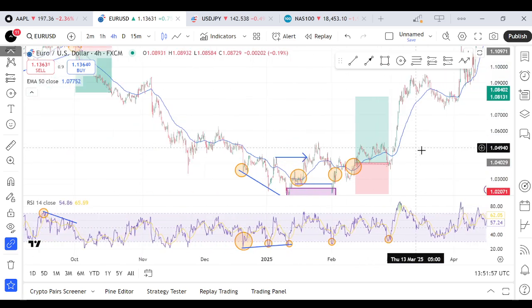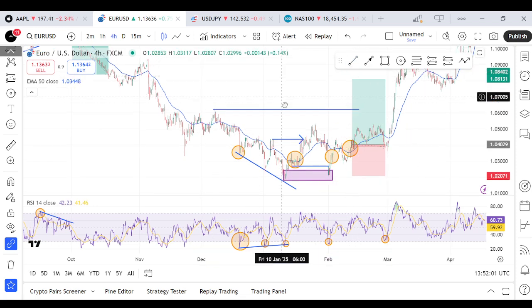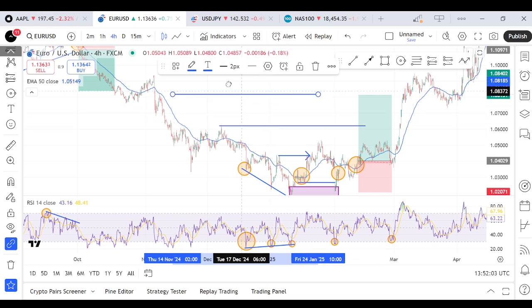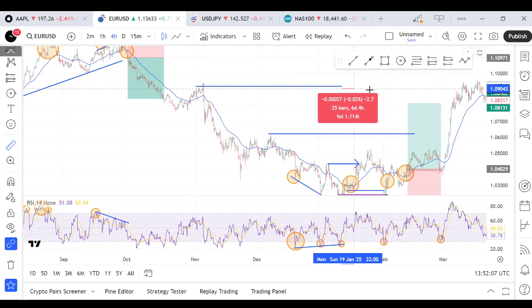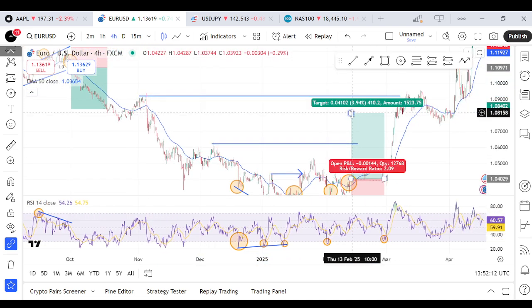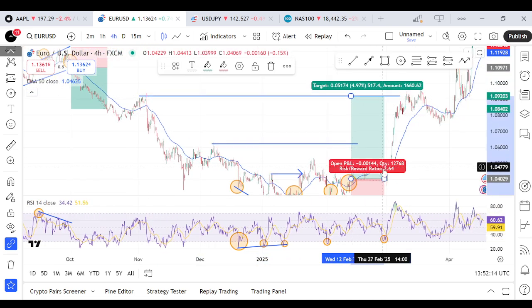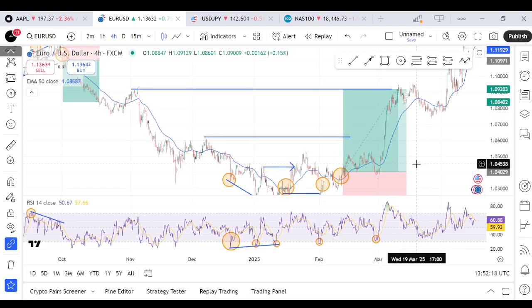Targeting take profits, we could look to target previous resistance levels like this one, or we could also target this one right here. Remember, we're talking about reversal. Is the market reversing totally from bullish to bearish, from bearish to bullish? These are areas where we can set our take profits. So it's very simple. This is the momentum reversal strategy.